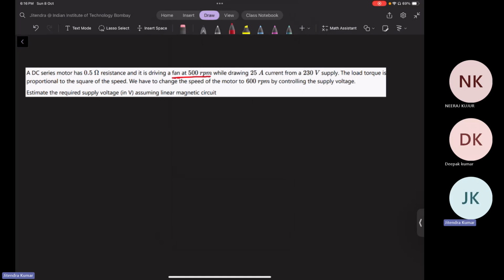Basically, this kind of motor is very much suitable to drive a fan kind of load. That's why every time you see a question related to a DC series motor, it's always associated with a fan type of load, and torque is directly proportional to the square of the speed. When the speed increases, your torque also increases, and you can see this characteristic as something like this.